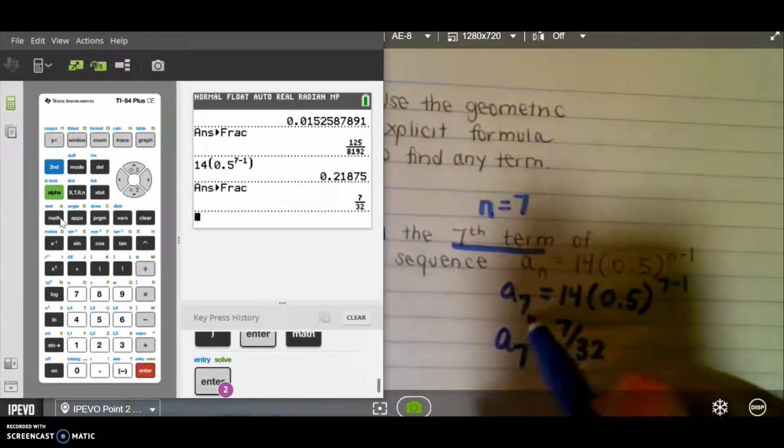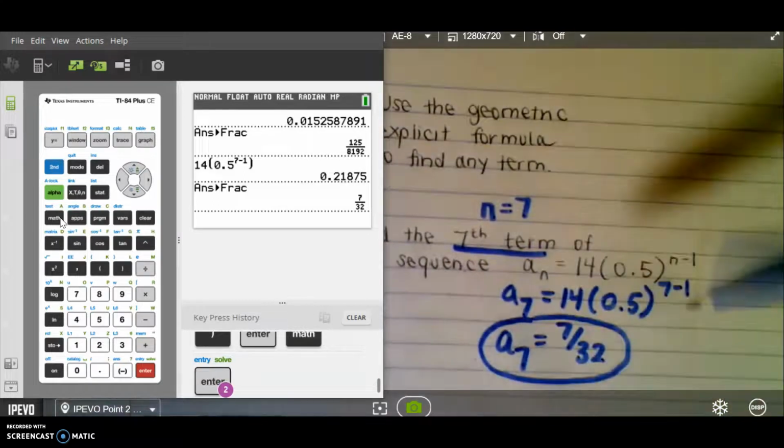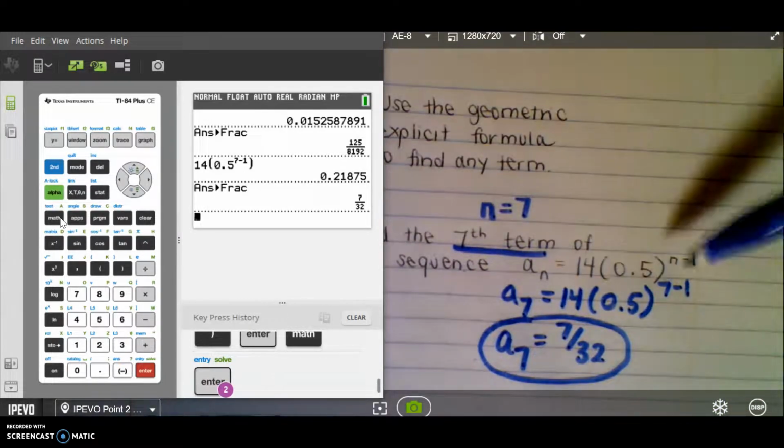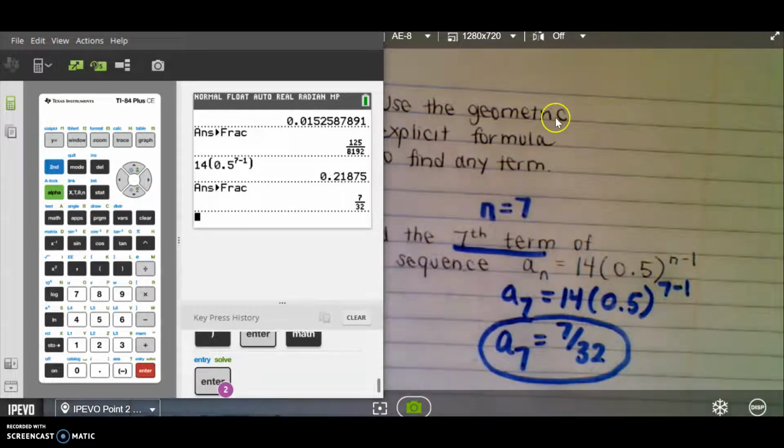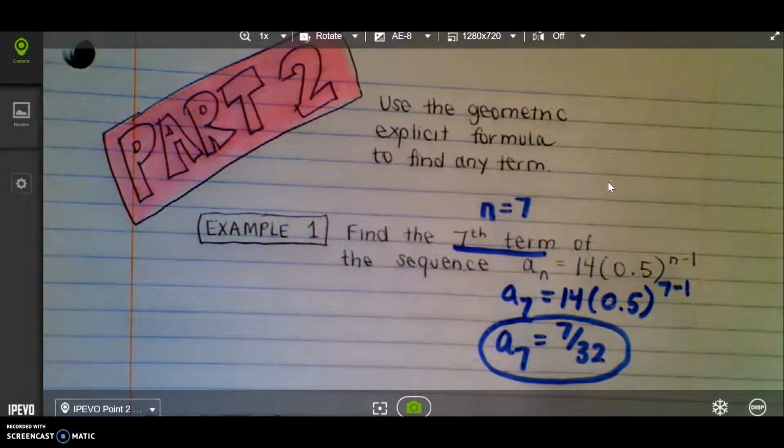It makes sense that this is a fraction because the common ratio was 1/2. It was multiplying by 1/2 over and over and over again. So it makes sense we have a fraction for the 7th term.